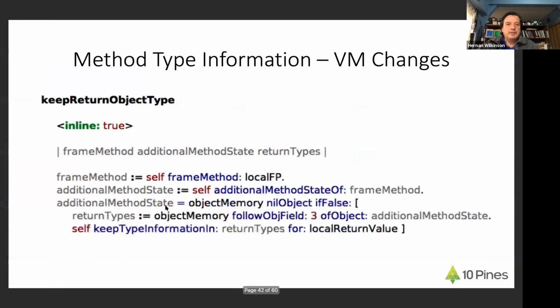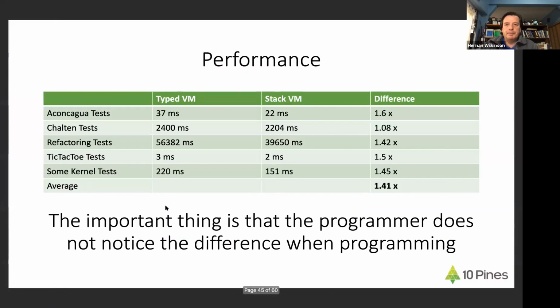Okay, so some statistics, performance. So what's the impact on performance? It is very, very low. It's just 1.4x. And when you are programming, you don't see the difference. You see it when you run the tests. They take a little bit more, but if your tests run fast, then there is no problem. So it's not really an issue.